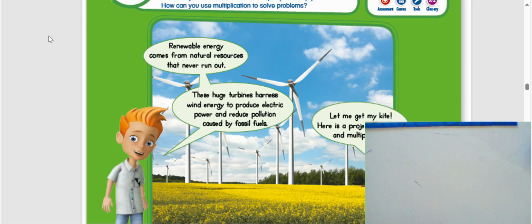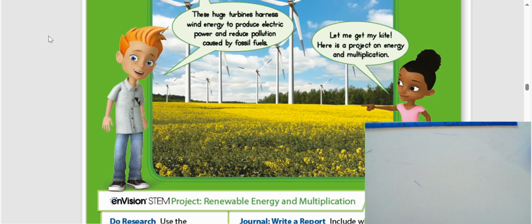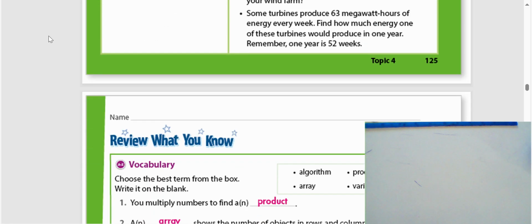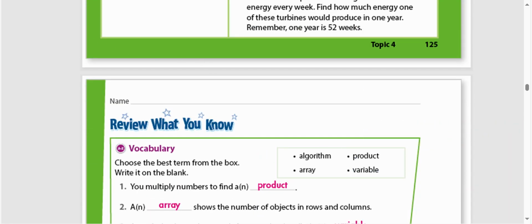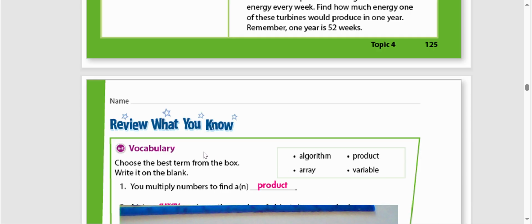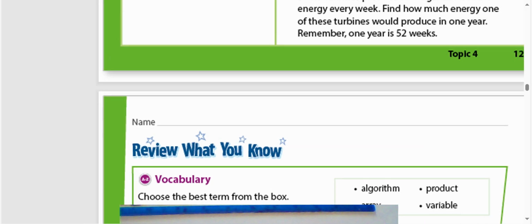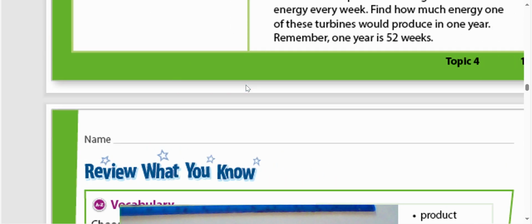Open the book with me. It's page number 125. First, we will review a lot of questions about product. We have vocabulary here. Remember, you multiply numbers to find a product.